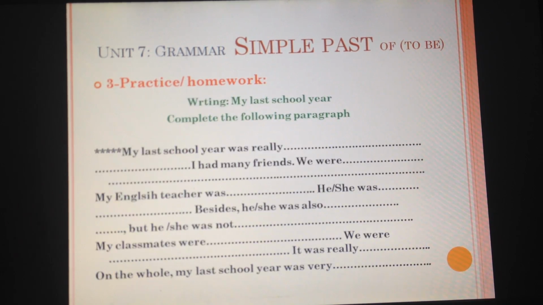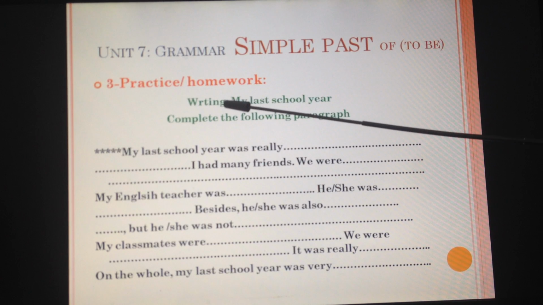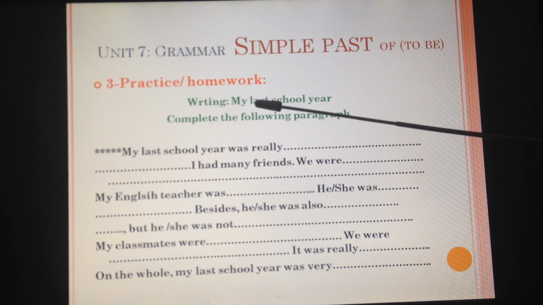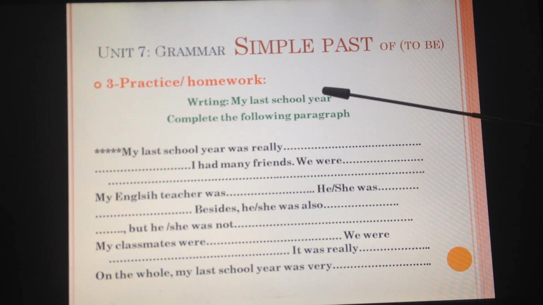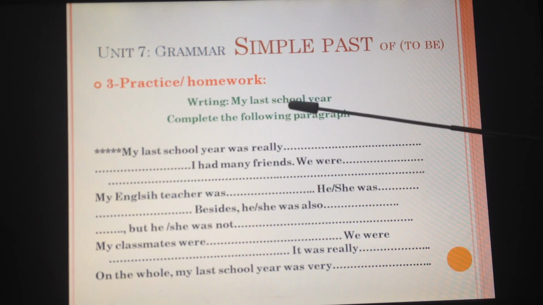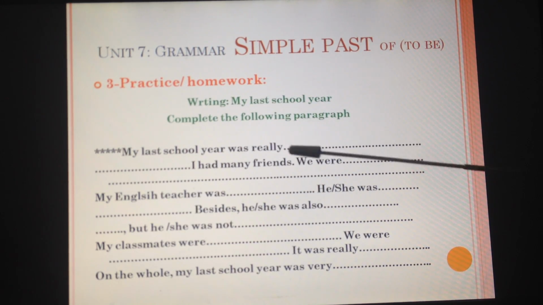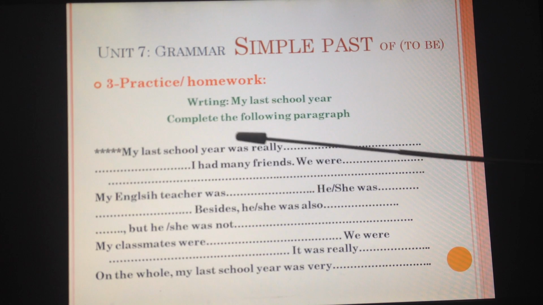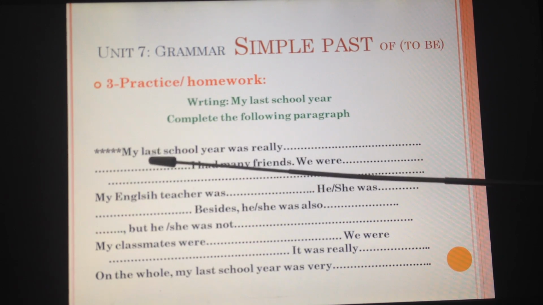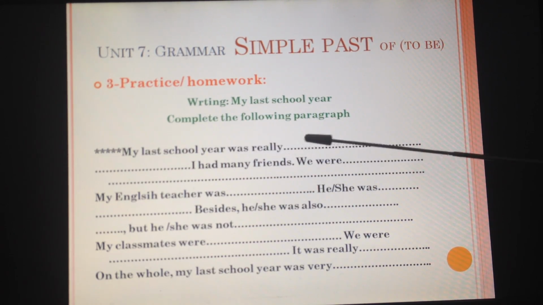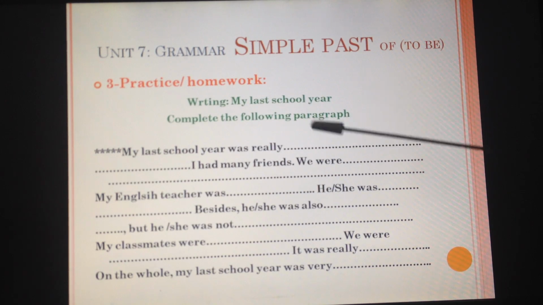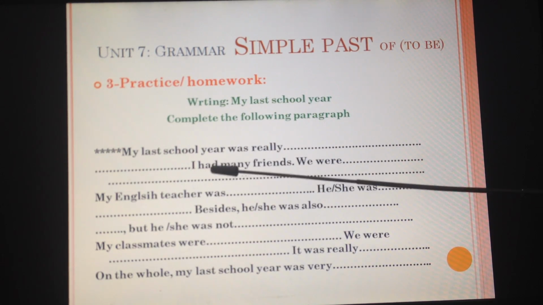Exercise number 3 is like a paragraph. Let's see if you can use the verb to be in writing. Write a short paragraph about your last school year. Complete the following paragraph. You can start something like this: My last school year was, describe it. Was it great? Was it excellent? Was it amazing? Or the opposite?